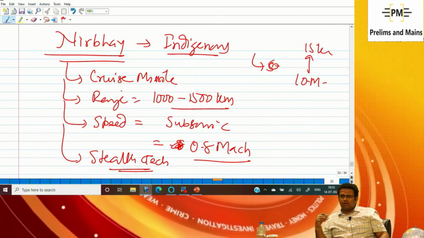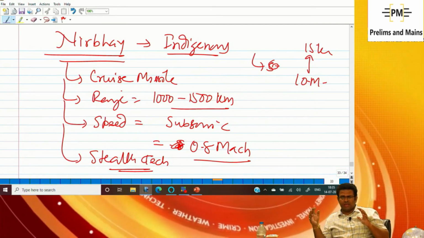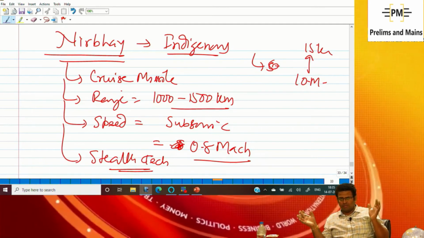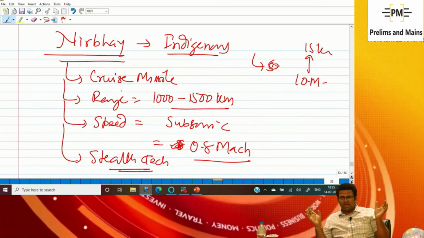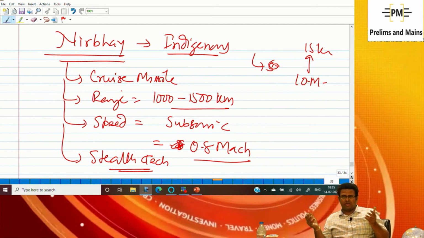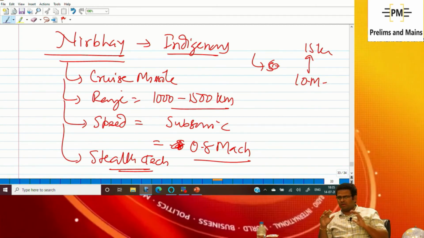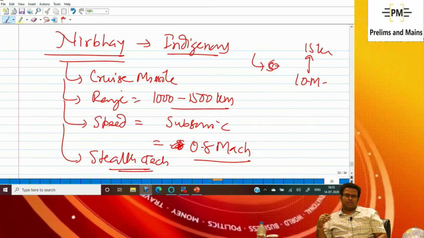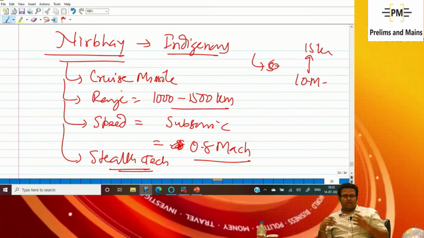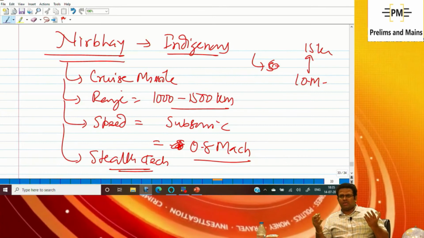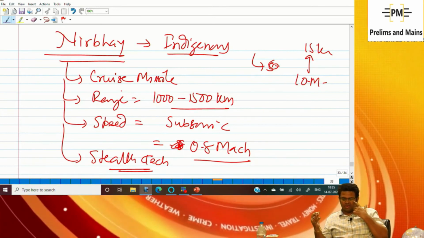And we have also seen, like I said, that BrahMos has an S manual technique, and even if the target is changing its position, it still targets it. BrahMos 1 and BrahMos 2 have an S manual technique, but Nirbhay doesn't have it, and Nirbhay has stealth technology. They all have stealth technology.